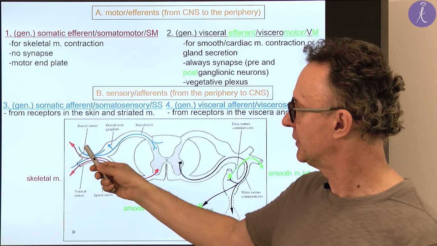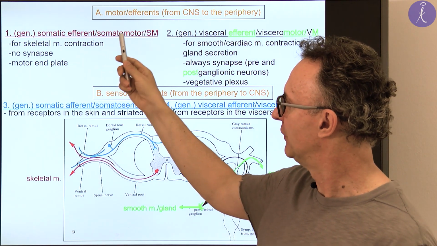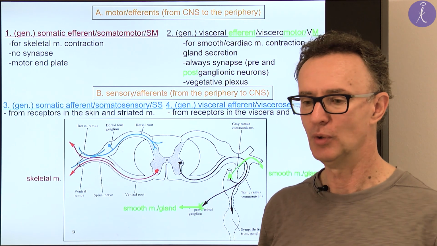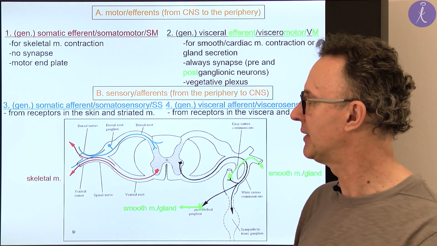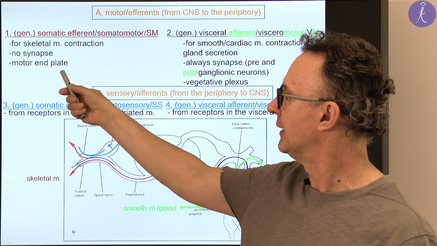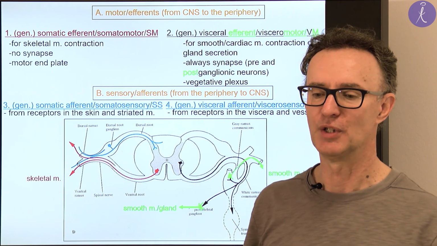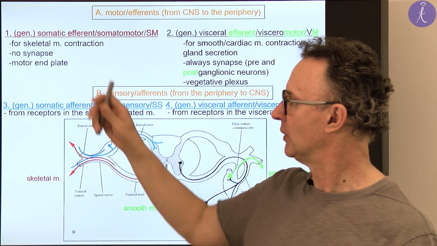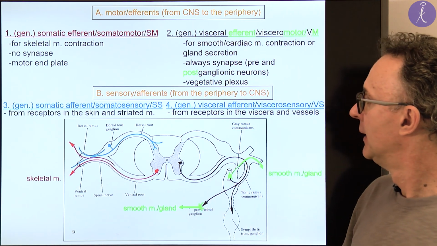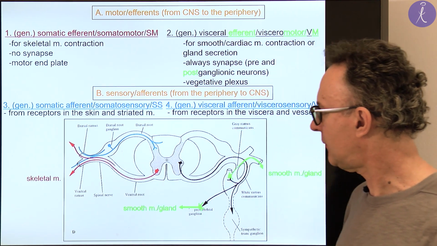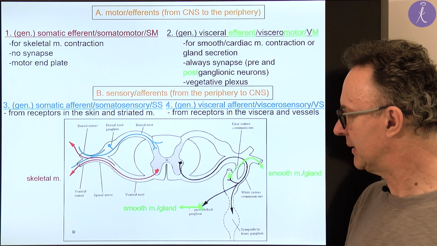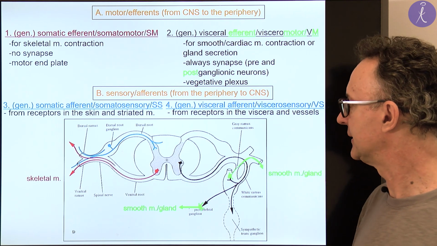And we have a direct contact with the target tissue, which is skeletal muscle, and we don't have any interruption in this path, so we don't have a synapse, and the so-called effector of this function will be the motor end plate, which we study in the next semester. So this is labeled in red. This is how we innervate the skeletal muscles, and these are voluntary regulations.